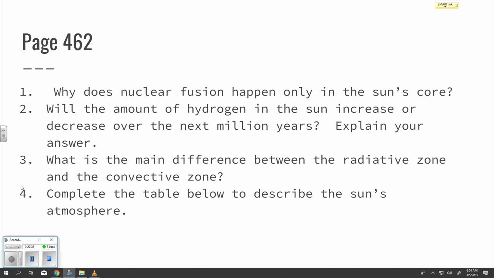Question 2, answer can be found on page 460. The answer is decrease, because the hydrogen is being converted to helium.